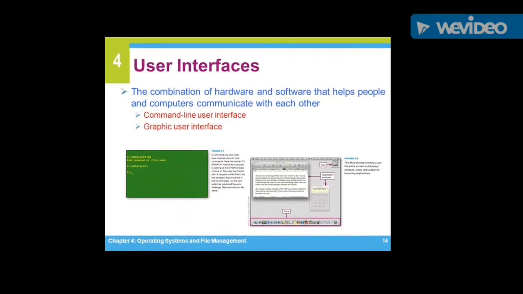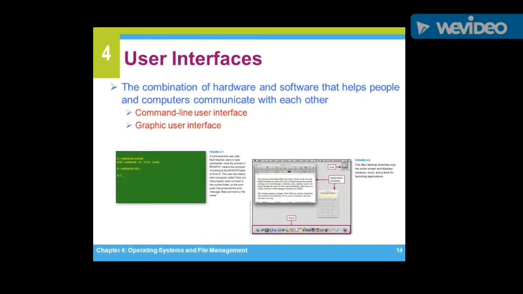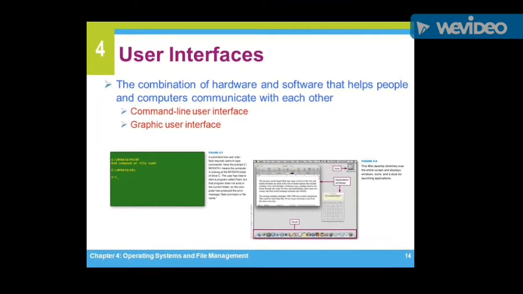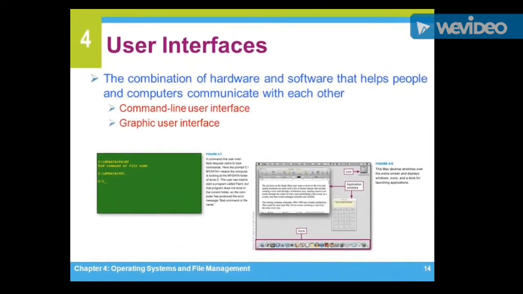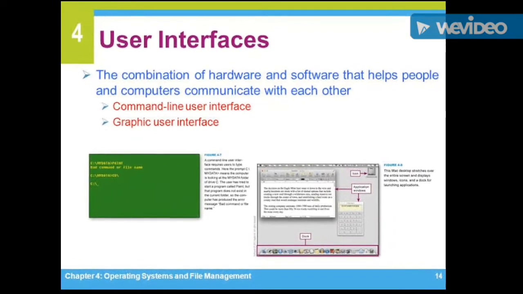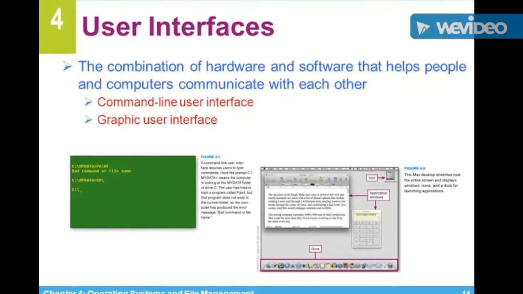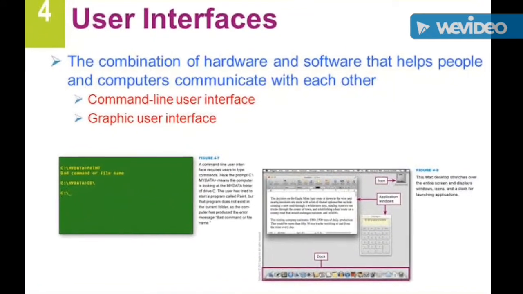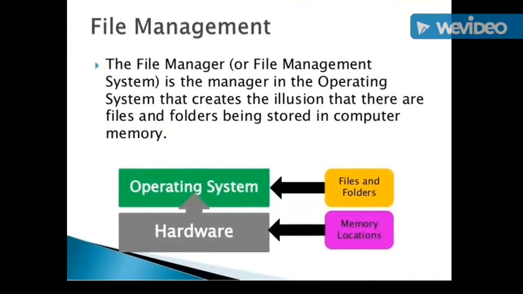Now come to user interface. User interface means how we, as users working on a computer, can interlink with the computer with the help of different windows. There are two types of interface: command line user interface and graphic user interface. Command line interface means you are interfacing with your computer through commands, and graphical means in the form of pictorial.